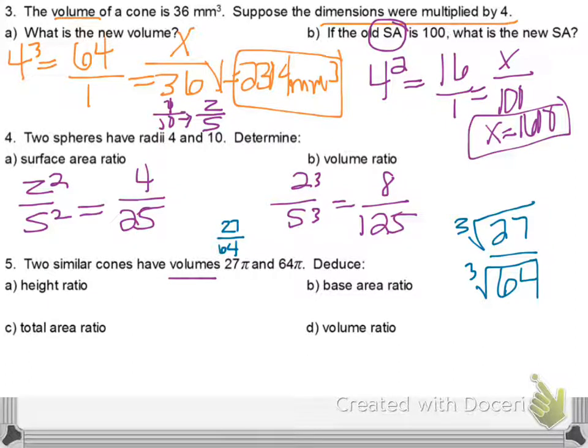And so what we've just done is we've gotten our original scale factor. So when it says the height ratio, that would be 3 to 4. You can either write it with a colon or you can write it as a fraction.